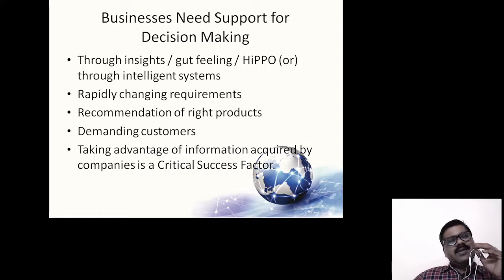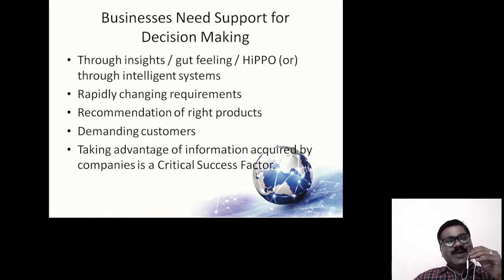Normally, all the business that we come across requires support for effective decision making. See, decision making can be of different types. Say years back, it was through pure insights. The business owner will have an insight in his mind, and he will right away apply that insight on the decision. Or it may be based on a gut feeling, like a pure gut feeling that this idea will work out, and this idea is going to increase the sales. Or through the hippo system.